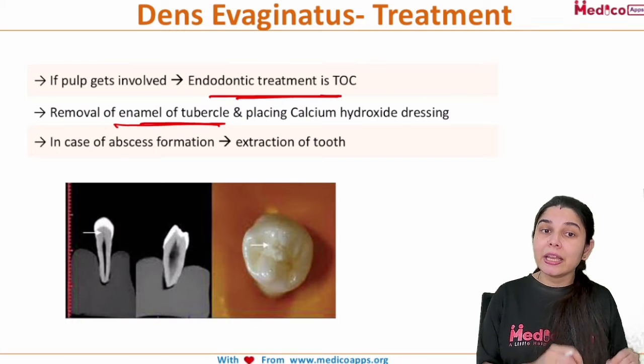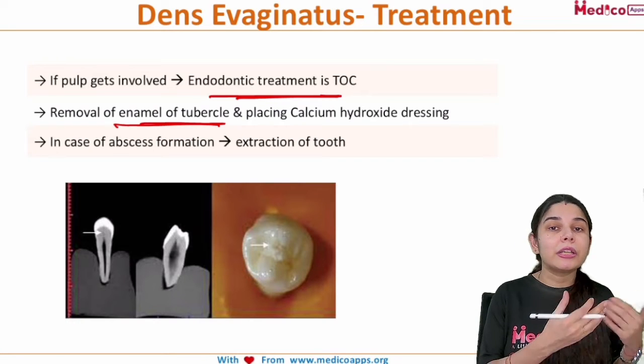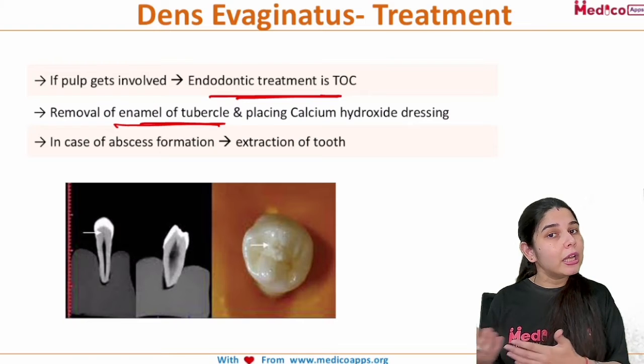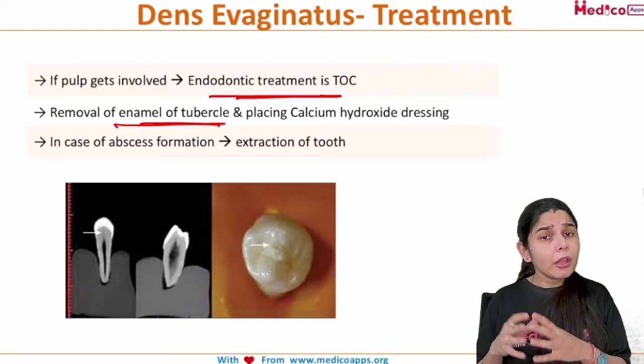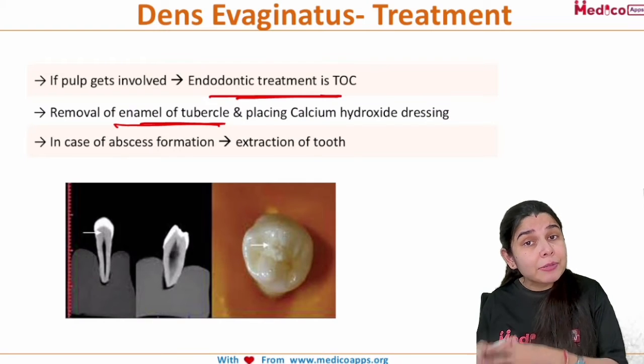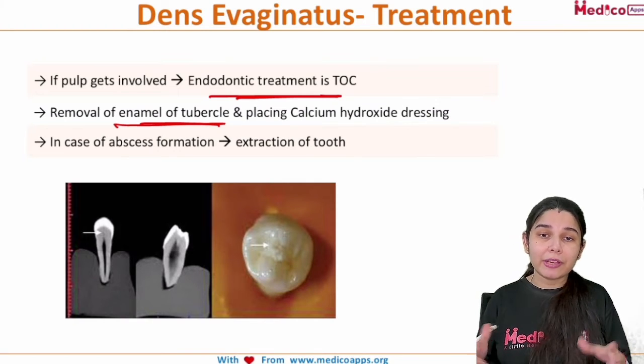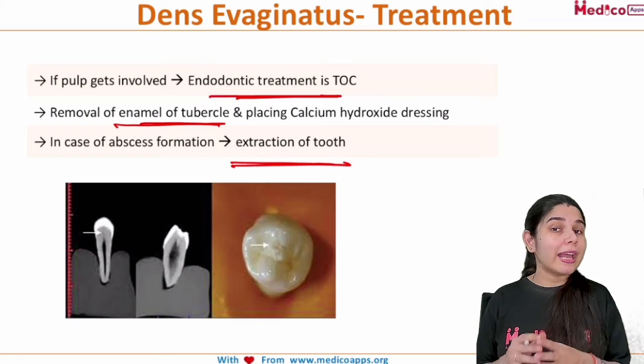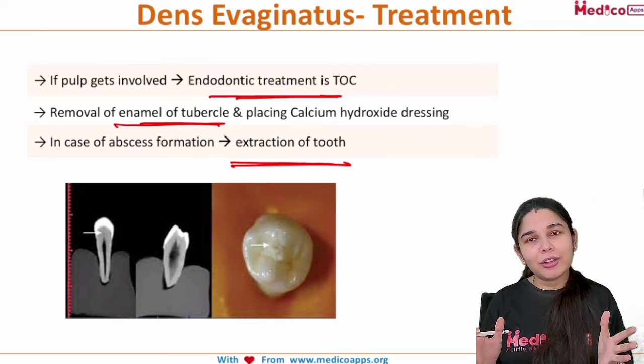And in case the pulp gets involved and there is death of the pulp, we will go ahead with endodontic treatment. And later on, if there is abscess formation due to this pulp infection, we will definitely go for extraction of the tooth. We have no other options left.